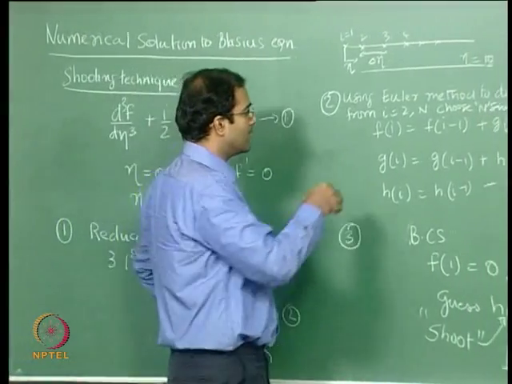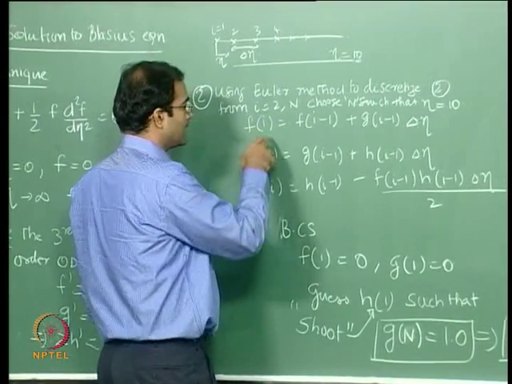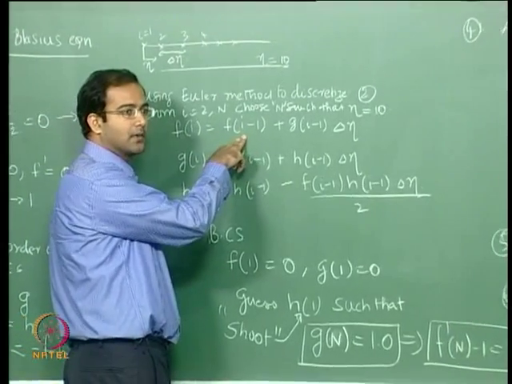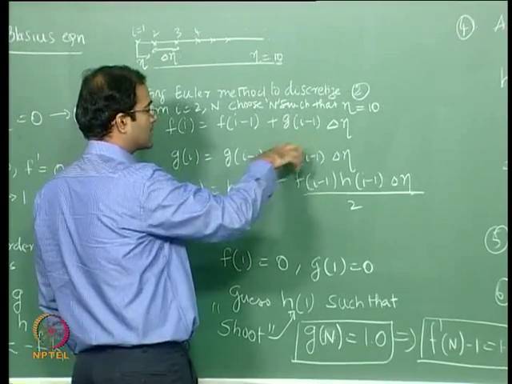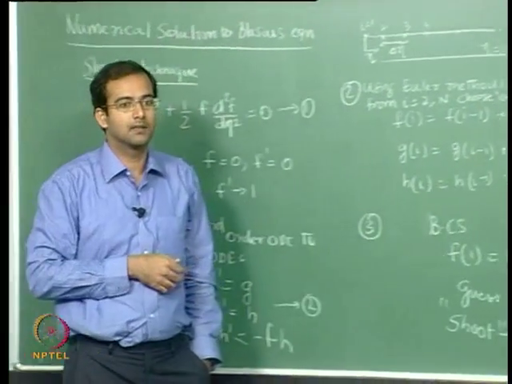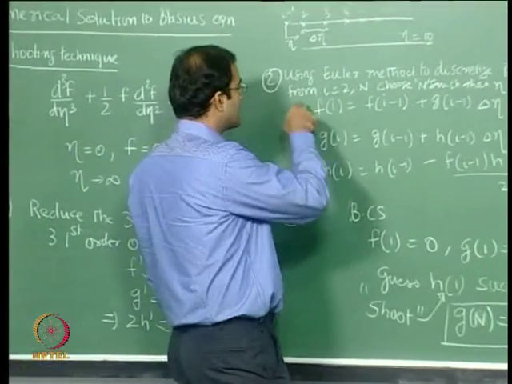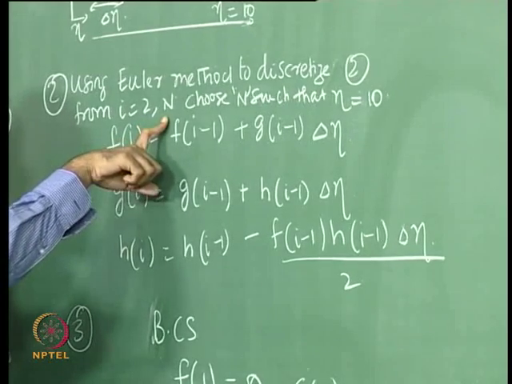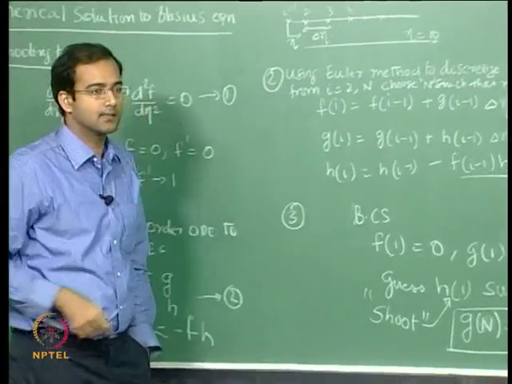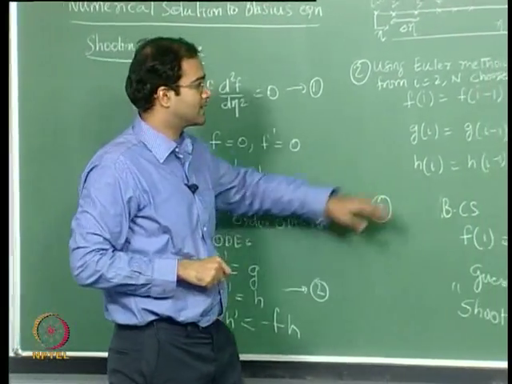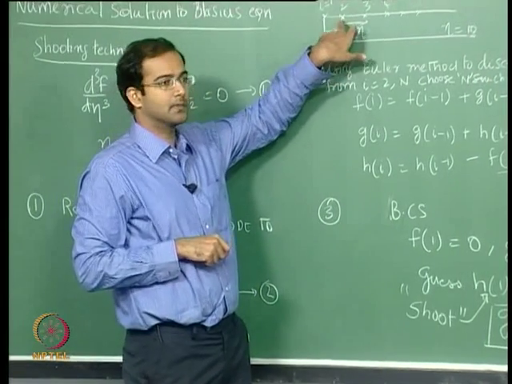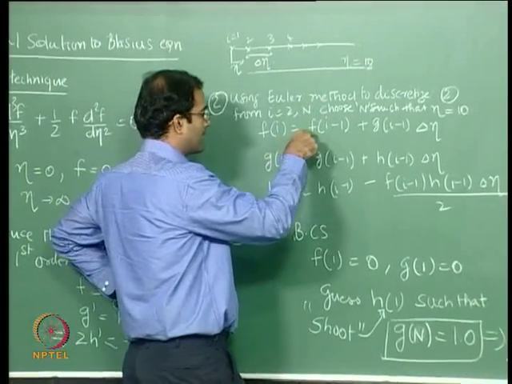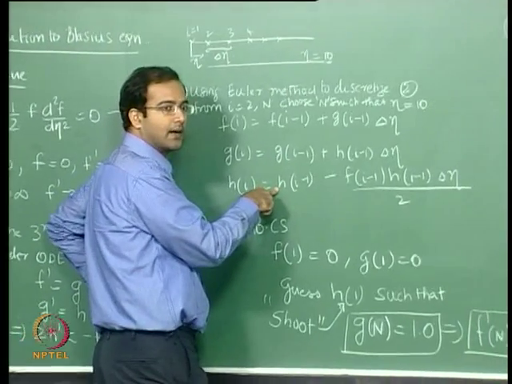So you do that, and you can now express your f of i. Now this is based on the current point, so that depends on the value of the previous point, plus of course all the things on the right hand side are based on previous points. Therefore you start this loop from 2 to n, where 1 gives you the boundary condition. You know the value at the boundary, right? That is the boundary condition. And you start this marching from i equal to 2, that is from the second point till the last point. Now for this you need boundary conditions for f, g and h all at i equal to 1.